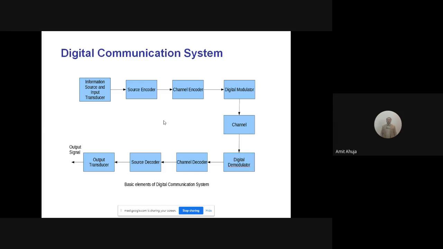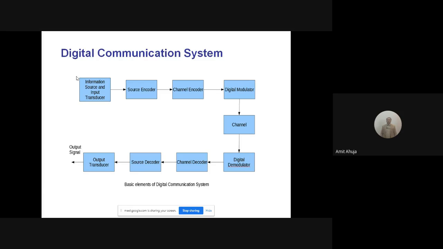So what is the change between an analog communication system and a digital communication system? The major change lies in the information source. The information source in digital communication is supposed to be digital in nature; in analog, it is supposed to be analog in nature. So what if the source is not in digital form? Because most sources that exist in nature are not digital. My voice is not digital. My image is not digital.